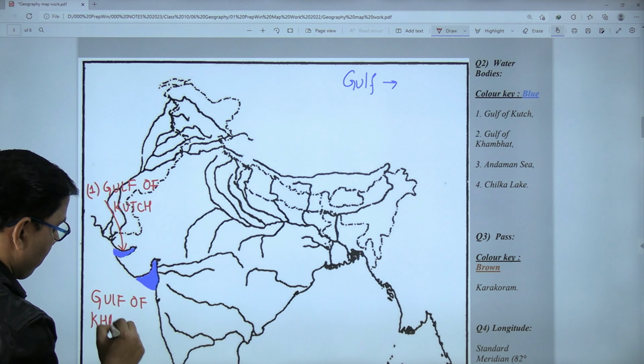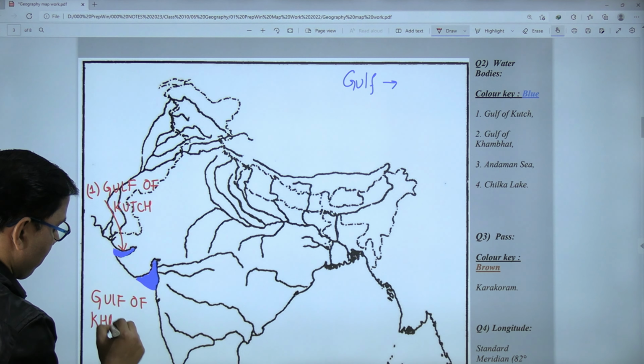Okay, and where is Karakoram Pass? It is in the state of Jammu and Kashmir. Here, the part which is going inside. Now we are going to mark a very important part, that is longitude. This is a very important question as far as your examination is concerned. It is a standard meridian. So in your examination you might be asked a question in terms of longitude or in terms of meridian. Now this meridian is 82.5 degree east, 82 degree and 30 minutes east.